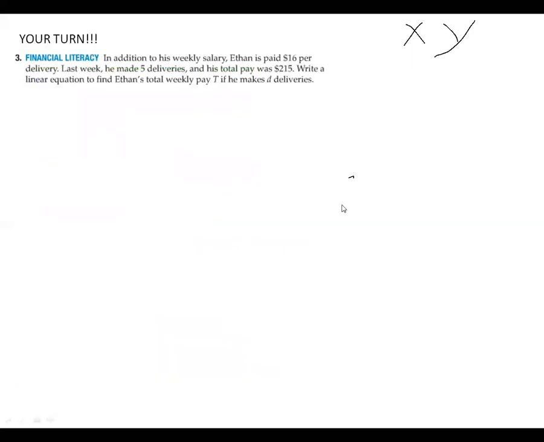All right. So in addition to his weekly salary, Ethan is paid $16 per delivery. Last week he made 5 deliveries. His total pay was $215. Write a linear equation to find Ethan's total weekly pay, T, if he makes D deliveries.